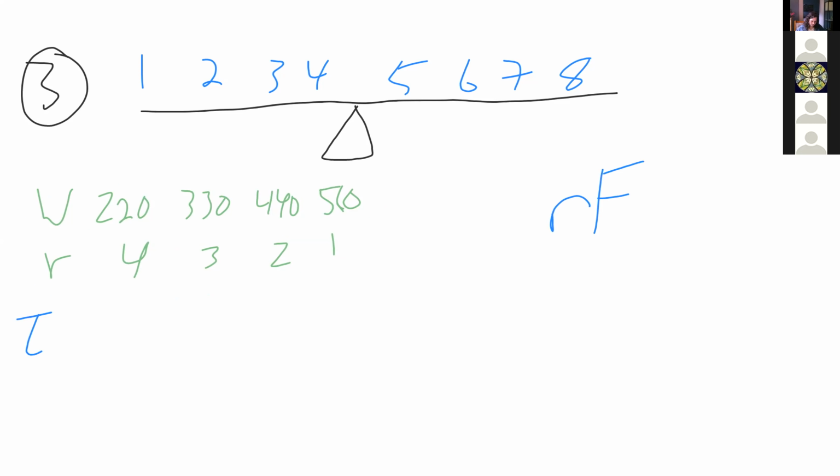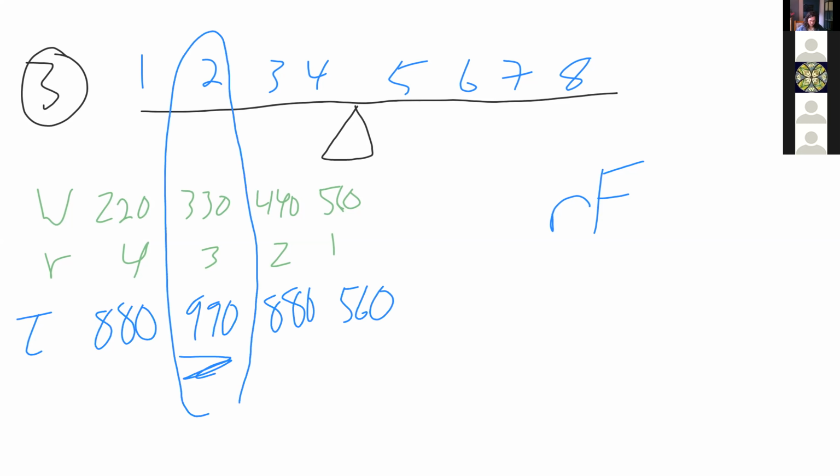4 times 220 gives me 880. 330 times 3 is going to give me 990. 440 times 2 is again 880. 560 times 1 is 560. So which one of these is the maximum magnitude of a torque? Clearly it's going to be 3. I'm sorry, this is actually person number 2. And since these are mirror images, person number 7 will also have the same magnitude. It'll also be 990 Newton meters. So that solves the magnitude problem.